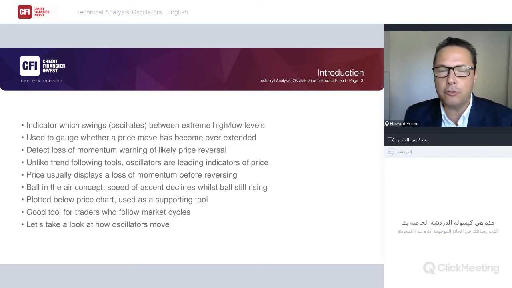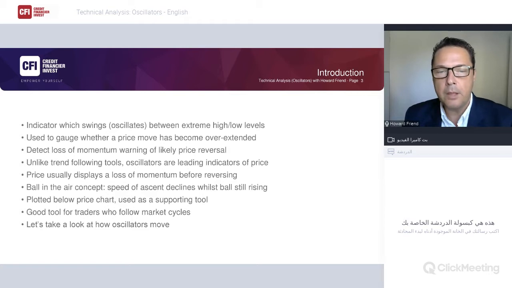Imagine a situation where one throws a ball in the air, and as it gets higher and higher, the speed of ascent starts to decline. So that's the kind of loss of momentum. You know that gravity is going to bring it down, and eventually, once it reaches its peak, it starts to fall. So that's the kind of concept that we're using when we look at market momentum and use oscillators to gauge it.